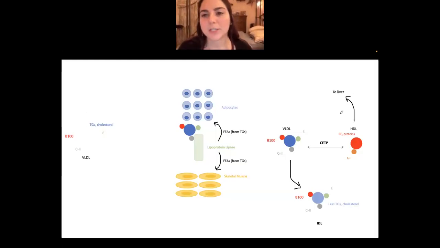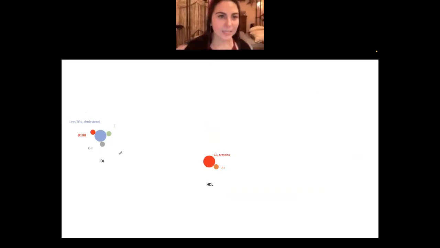From here, your HDL can go back to the liver, can be like, hey, look what I found. I have all this cholesterol for you. And then the VLDL is now a little bit smaller because now it doesn't have as many triglycerides as it has before. So both of these processes make IDL. Okay, so now we have IDL. Here's IDL. Guess what happens next?